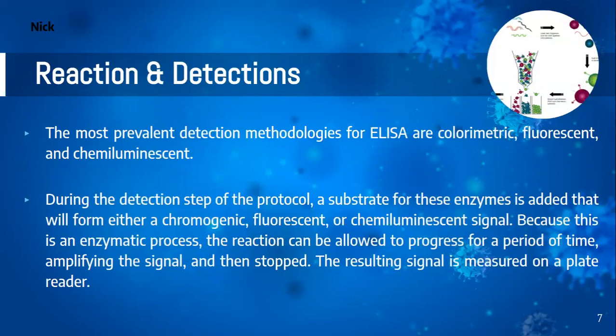Reaction and detection. The most prevalent detection methodologies for ELISA are colorimetric, fluorescent, and chemiluminescent. During the detection step of the protocol, a substrate for these enzymes is added. They dilute the detection antibody in sample dilution buffer. They may add a second dilution antibody. Then they add a substrate solution. They allow it to incubate as the color develops, and then they add a stop solution to stop the reaction when the color is sufficiently developed. And then, of course, you measure the absorption via a plate reader.